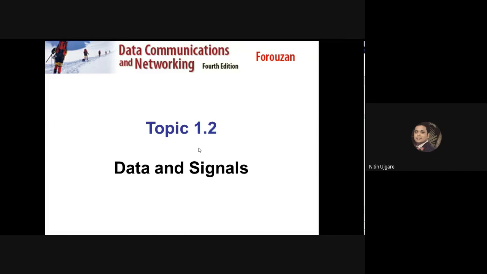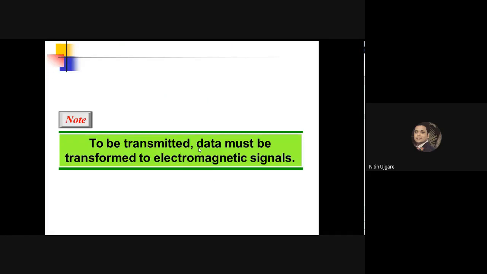For today's session, the agenda is that we are going to see the basics of signals, specifically an electrical signal that we transmit through a transmission media. So data can be analog data or digital data. The term analog data refers to information that has continuous values, whereas digital data refers to information that has discrete values.